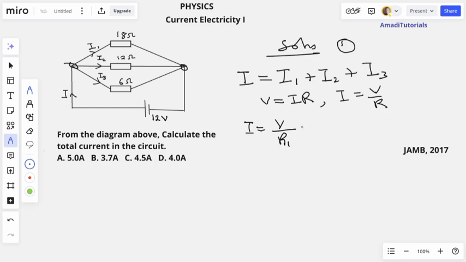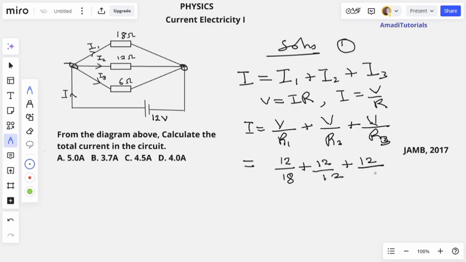So let's first say V over R1, plus I2 will be what? V, because it's seeing the same voltage, V over R2. And then I3 will be V over R3. So if we substitute now, we will have 12 over 18 plus 12 over 12 plus 12 over 6.